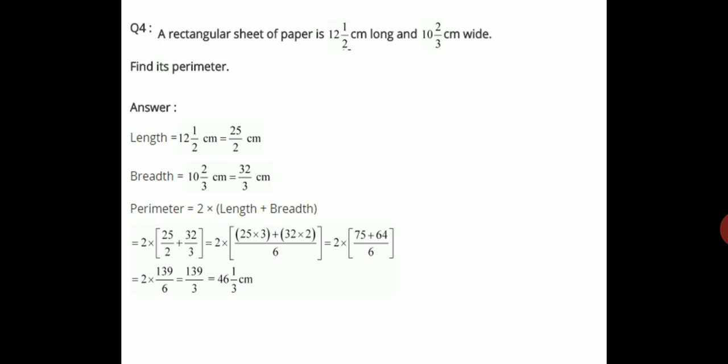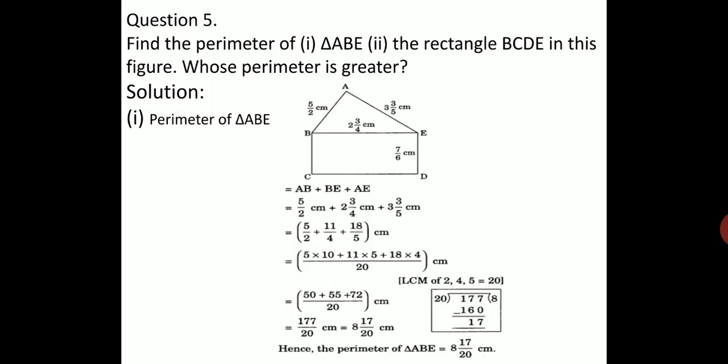Okay, now come on the next question number 5. Now this question number 5, you can see on the screen, find the perimeter of triangle ABE. Second is find the perimeter of rectangle BCDE in this figure, whose perimeter is greater. You can see on the screen, one rectangle is given, above the rectangle there is a triangle that has been drawn, and all the information has been given to find the perimeter.